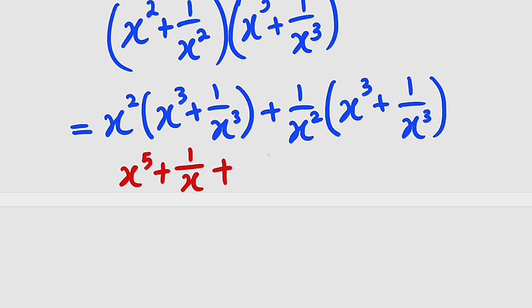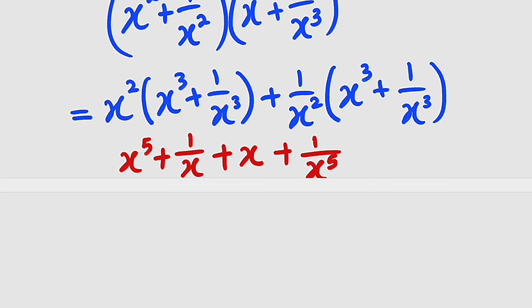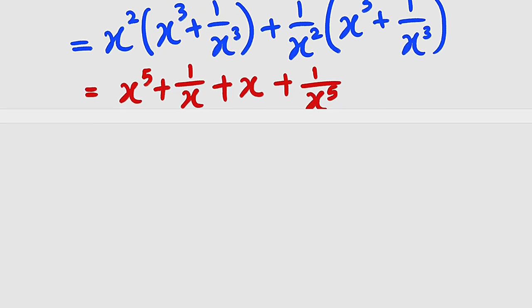Then we go to the other side, we take this, we multiply by this, that will give us x to the power of 3 divided by x squared, which is just x. And finally, if we take this, we multiply by this, that will give us 1 divided by x to the power of 5. So let me rearrange it.